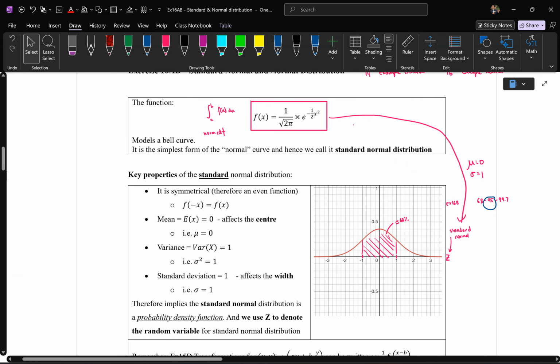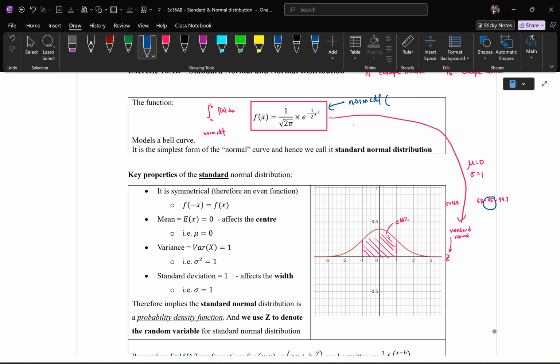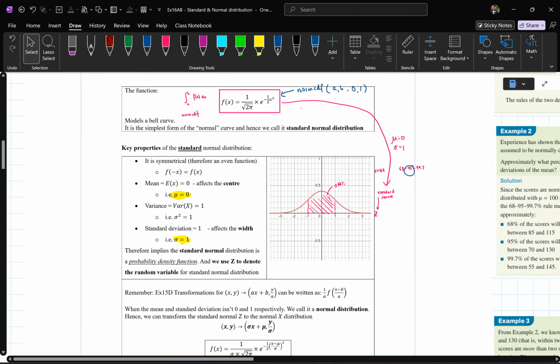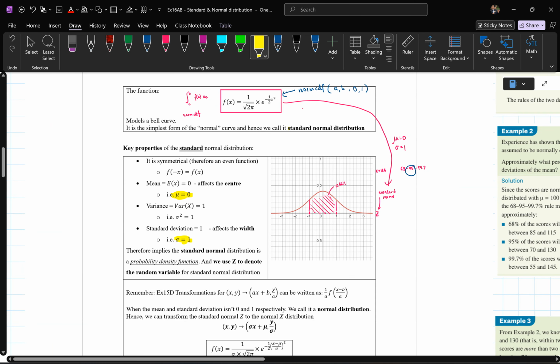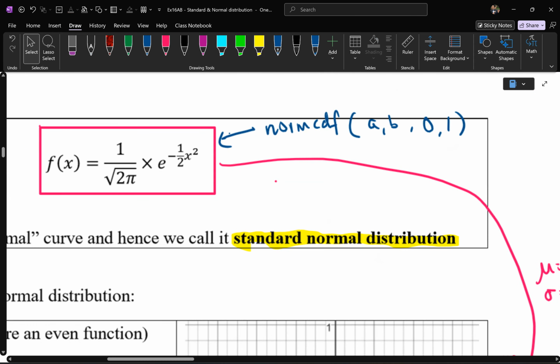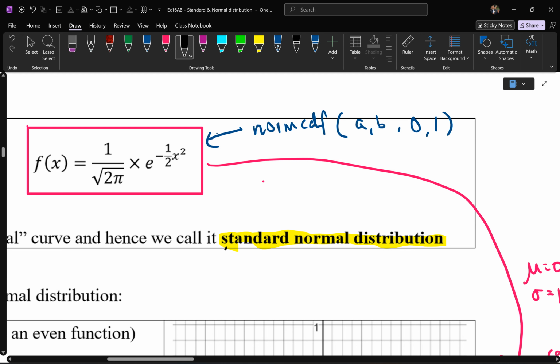I wanted you to understand this represents norm CDF, but specifically from A to B, with 0 and 1 being your mean and standard deviation. So make sure to have those notes in so you understand. I already wrote it here. Mean 0, standard deviation 1. This is called your standard normal distribution. Can you please highlight or underline this word?